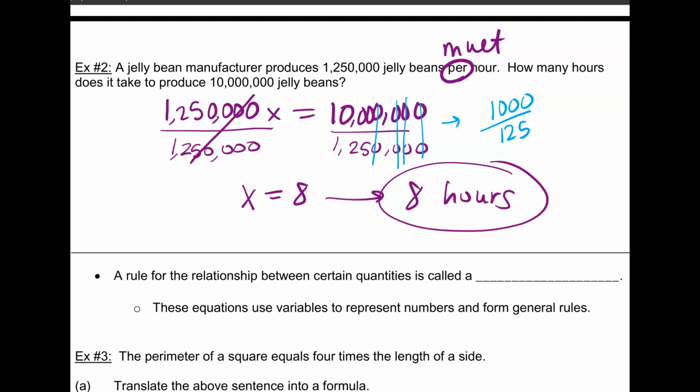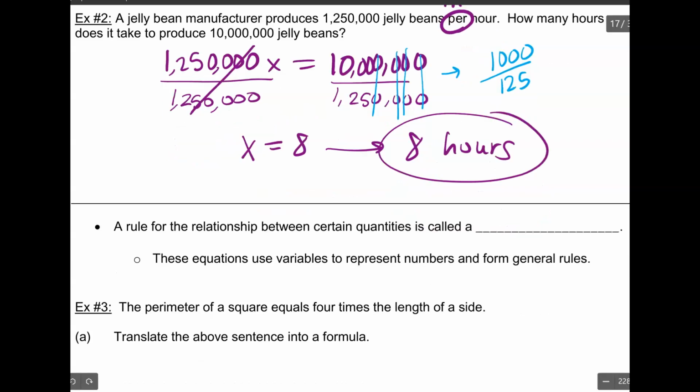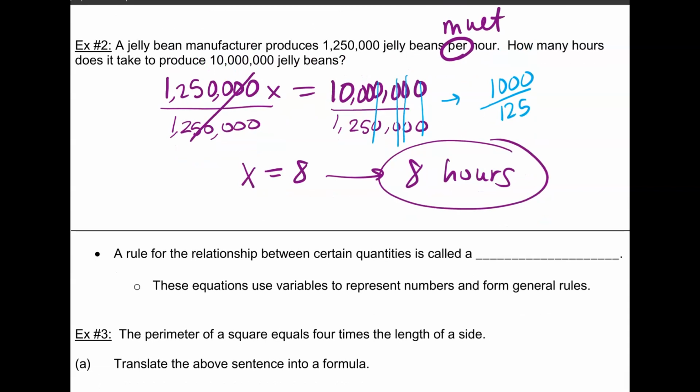Well, we have the rest of the notes for 1.3 to do. But this part with building your vocab and how to write equations, I'm not going to put one question on it to fully test you, right? Because the rest of the year I'm going to have word problems and you're going to have to know how to do it. So, a rule for the relationship between certain quantities is called a formula.